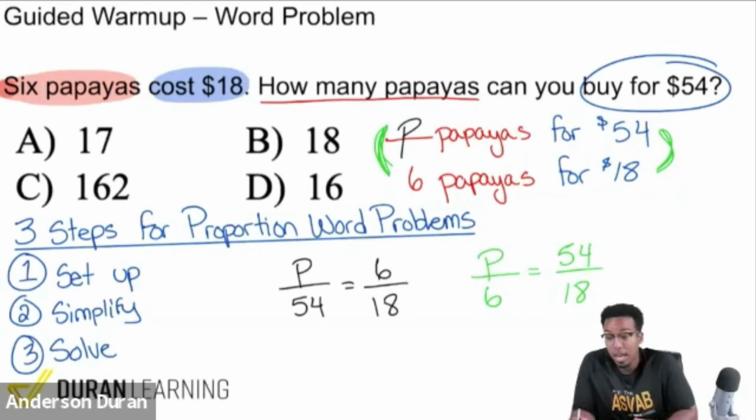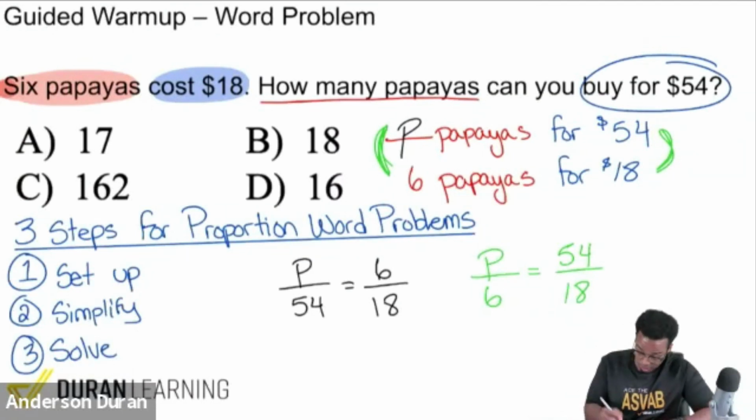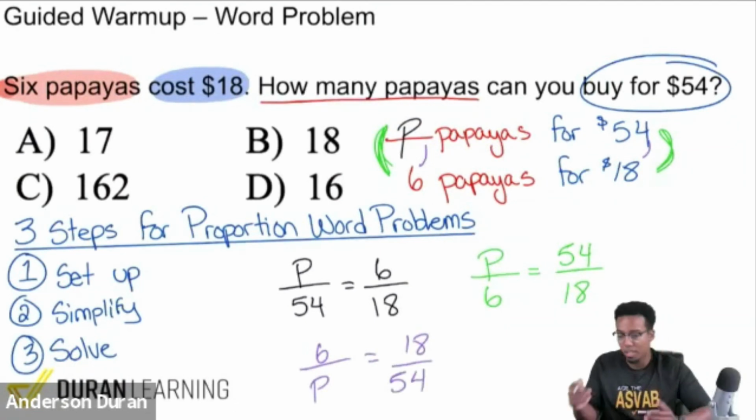Again, as long as you are comparing the same things in the same way, you can set up proportions however you want. Literally, however you want. Doesn't matter. If you wanted to go about it like this, you could say with purple here, 6 to P, 18 to 54. So many different ways. All right.